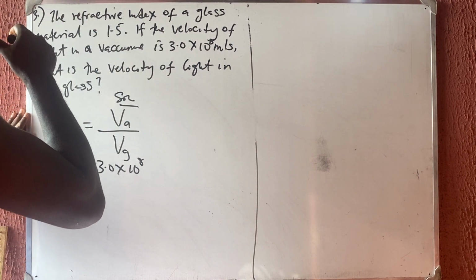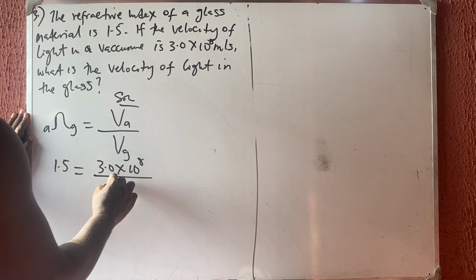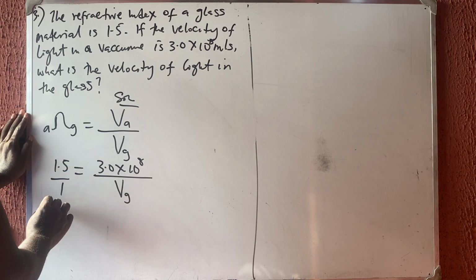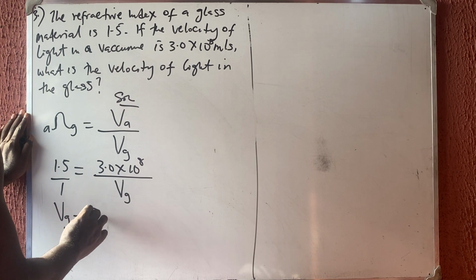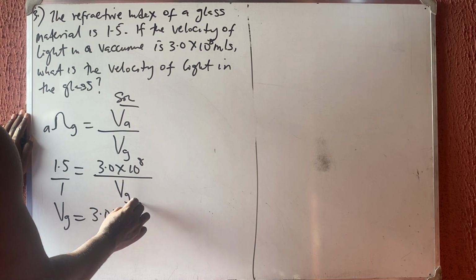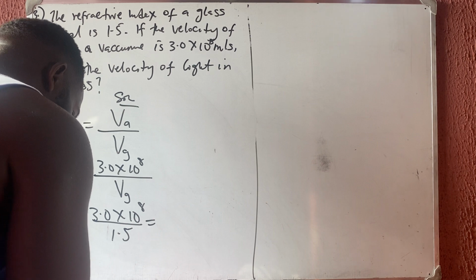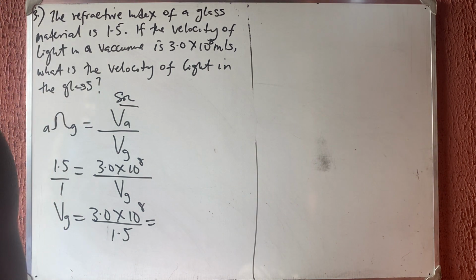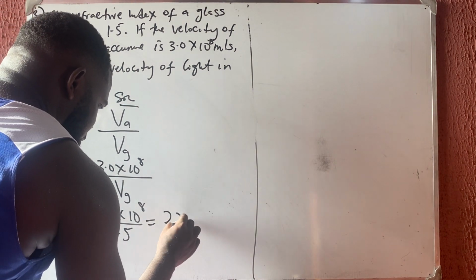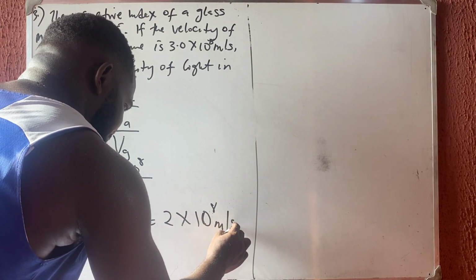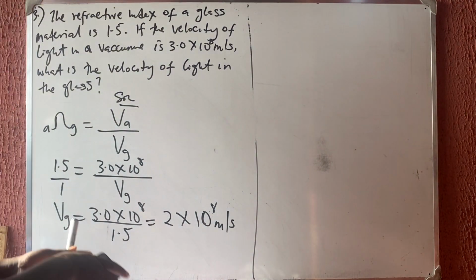Whether they gave it to you or not, you should know that it is all over the velocity of light in glass. So if I cross multiply, I'm going to have Vg is equal to 3.0 times 10 raised to power 8 divided by 1.5. So you now have your answer. I'm having 3.0 divided by 1.5, so I'm having 2. So this is 2 times 10 raised to power 8 in meters per second. So that is that for that.